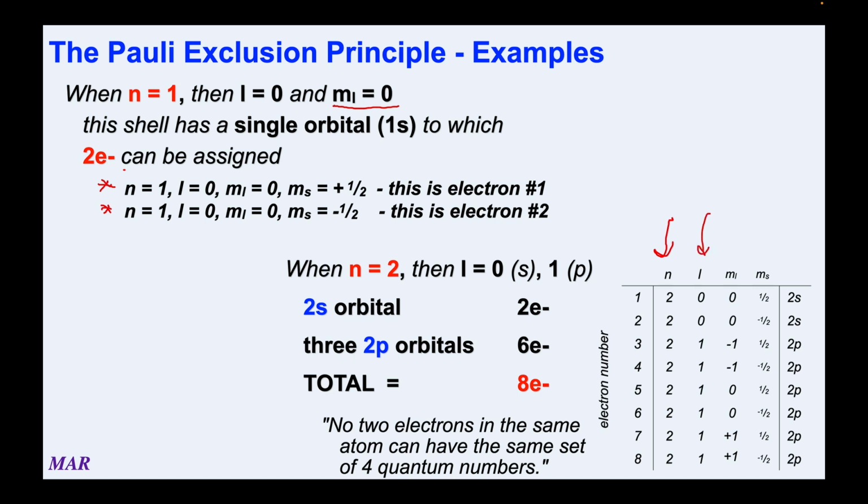L can be 0 or 1. When L equals 0, m sub L is just going to be 0, so you can have positive, negative 1/2 like before. Those are the 2s orbitals. But when L equals 1, then you have m sub L of minus 1, 0, and plus 1. And you can see that each of those has two m sub S values.